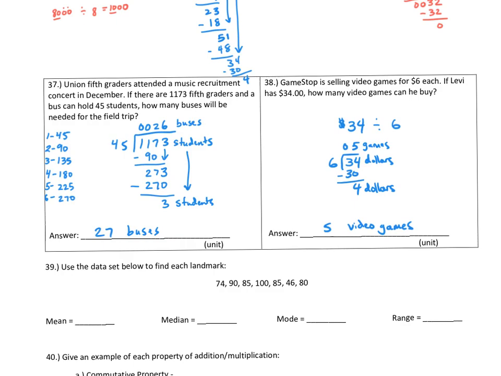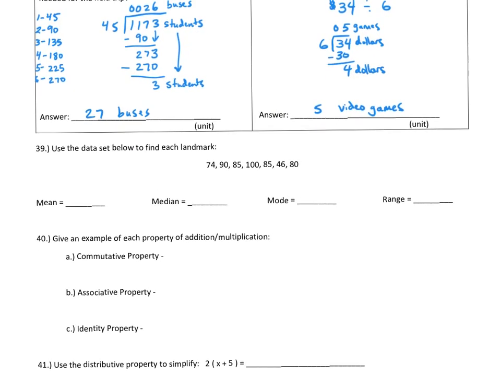I'm going to scroll up for question 39. It says use the data set below to find each landmark. And I'm going to start with the mean. The mean is the leveling out point of data.